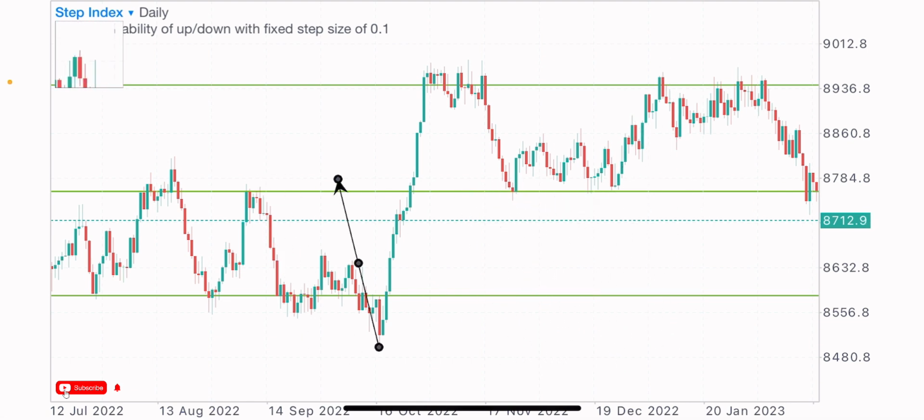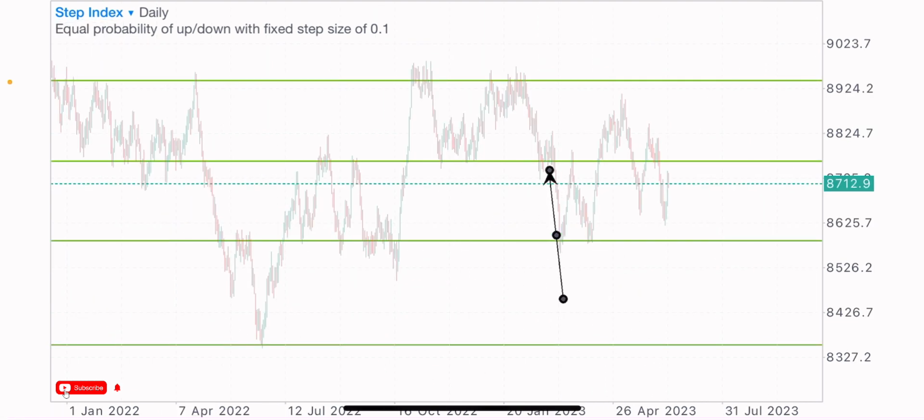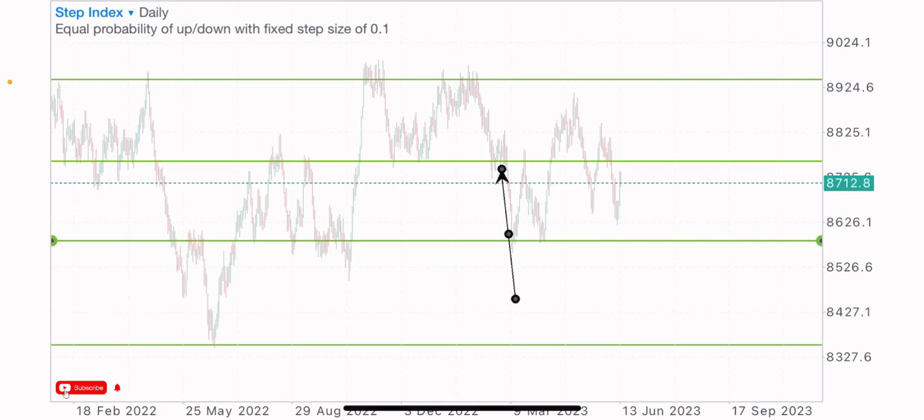It even gave us multiple retests on it and failed to break below it. You can see how strong this zone is. So that's the power of identifying your zones properly.